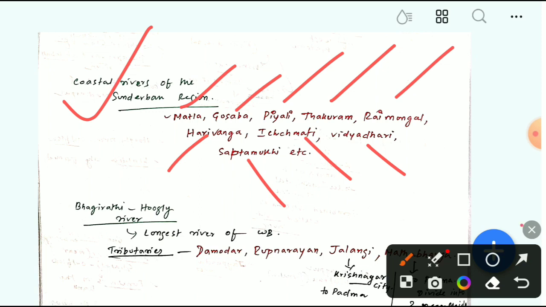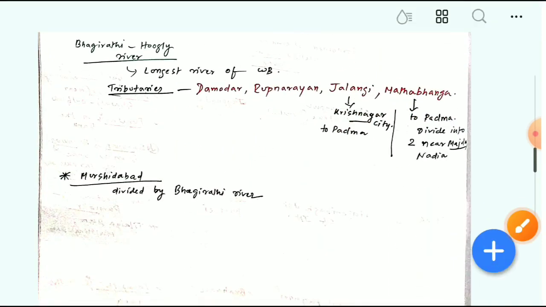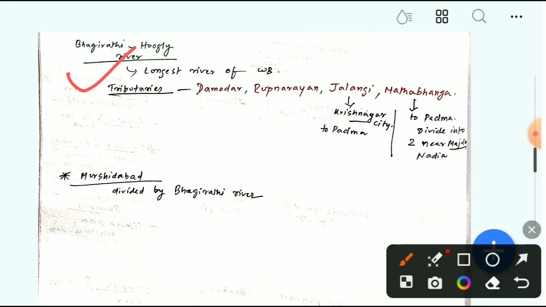Next is the Bhagirathi Hooghly river. It is the longest river of West Bengal, and its tributaries are Damodar, Rupnarayan, Jalangi and Mathabanga. So 4 tributaries of Bhagirathi. Jalangi is near Krishnanagar city, and Mathabanga goes to the Padma river and divides near Malda and Nadia. So Bhagirathi Hooghly is the longest river of West Bengal. This also you have to know.